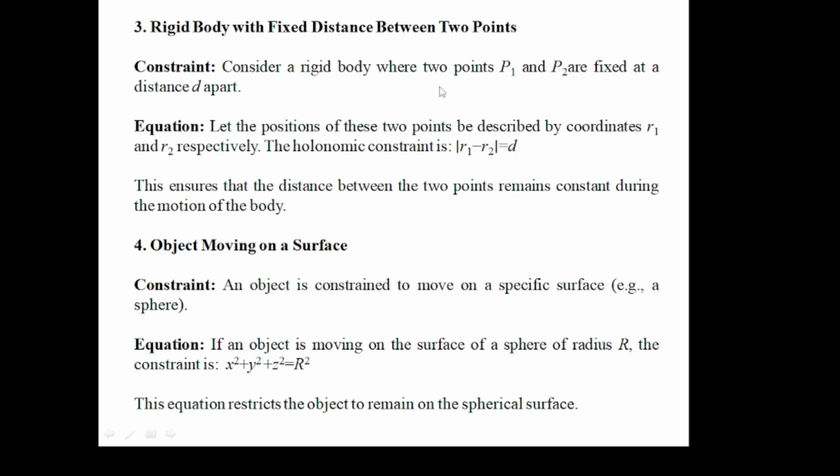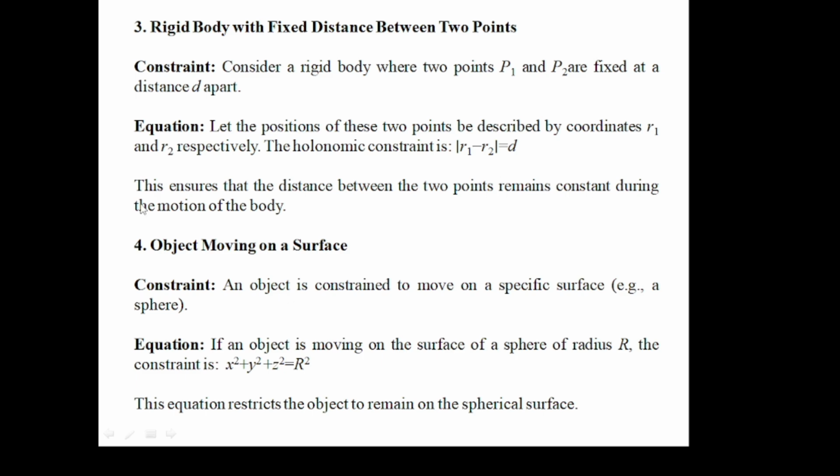So suppose there is a rigid body where 2 points P1 and P2 are fixed and the distance between these 2 points is D. So let the position vectors of the 2 points be R1 and R2. So the mod of R1 minus R2 is equal to D. So this ensures the distance between the 2 points remains constant during the motion of the body. That means if the rigid body is moving, the D will always be fixed because it is a rigid body.